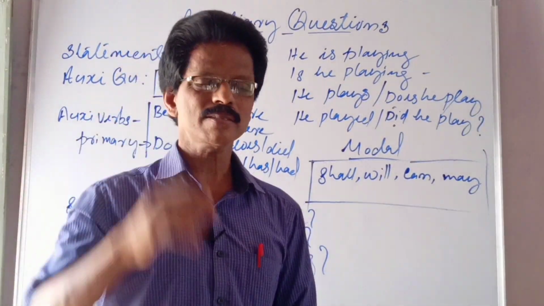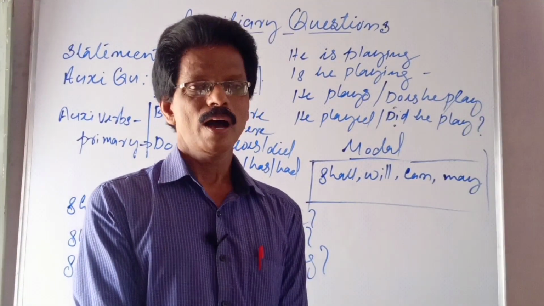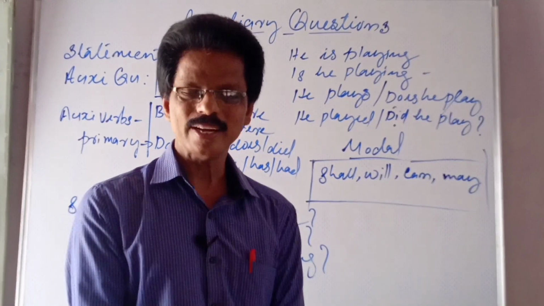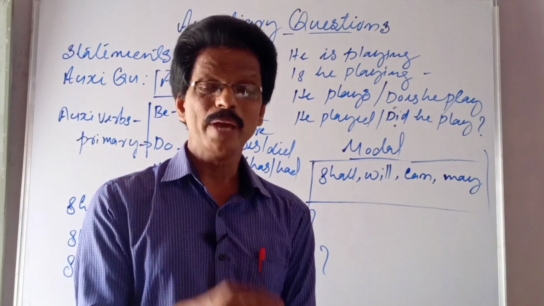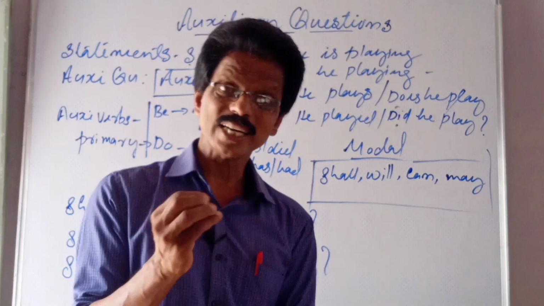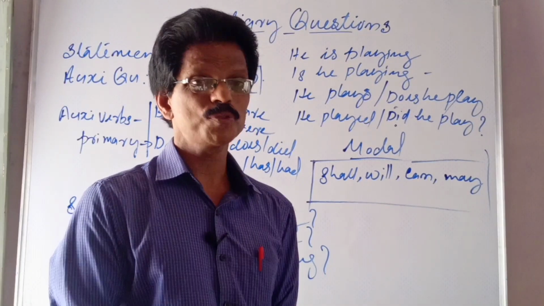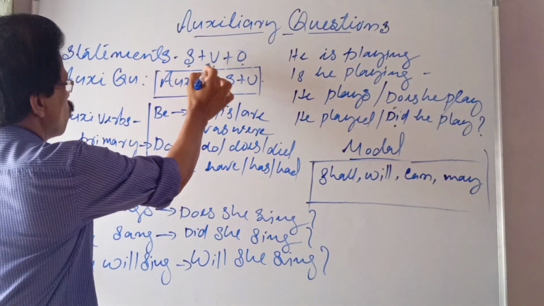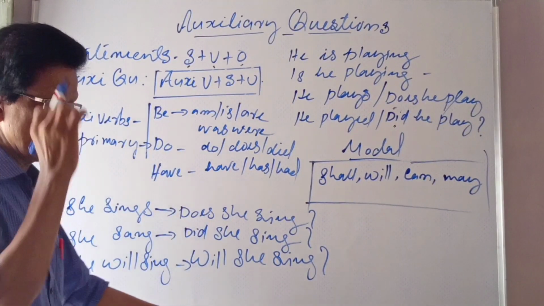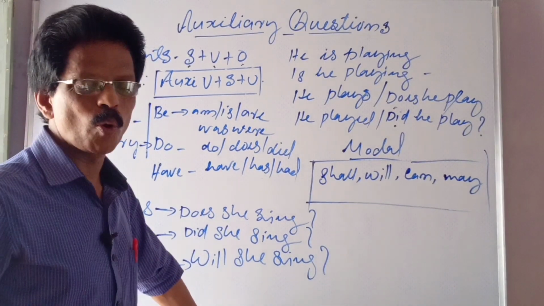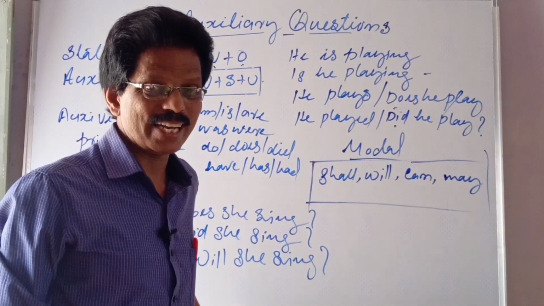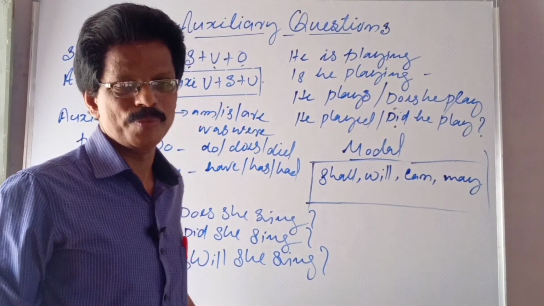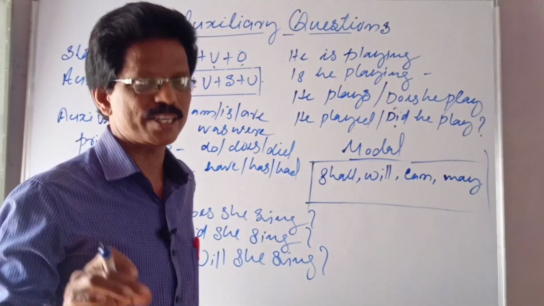When I speak a sentence, I assert it, I declare it, I state it, or simply I say, I speak, or I tell. So to make a statement, or an assertive sentence, the word structure is subject plus verb plus object. You have to follow this word order. Subject means a person, one who does the action, the doer.